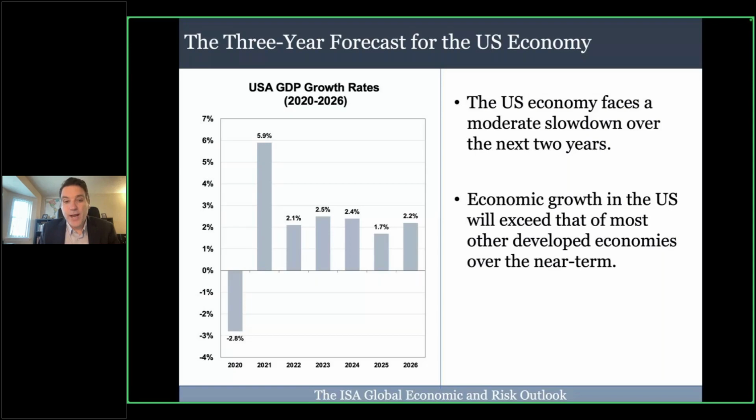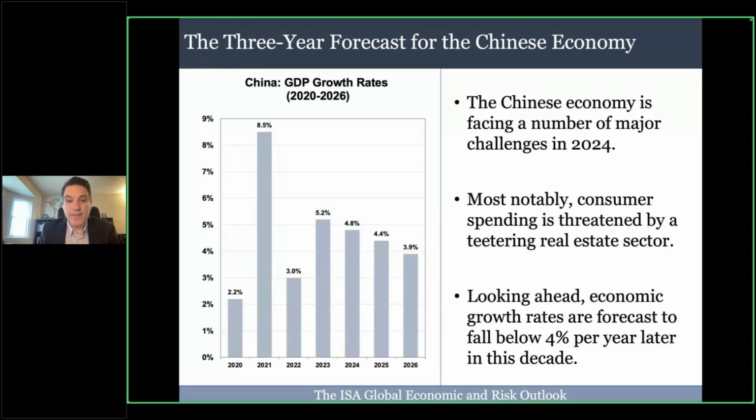If we look at China, we're forecasting China to slow. China's economy, as I mentioned, grew by 5.3% in the first quarter, a little bit better than expected. But we do expect the Chinese economy to be growing by less than 4% per year within the next couple of years. And there is a real risk of a harder landing for the Chinese economy in the coming years. The debt crisis in China, particularly in its real estate sector, but also in many of its other infrastructure sectors, is really harming consumer spending in China.